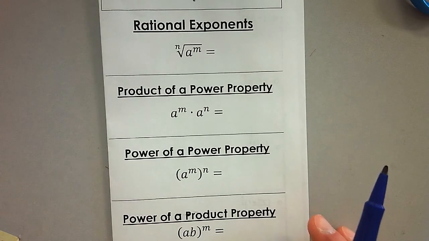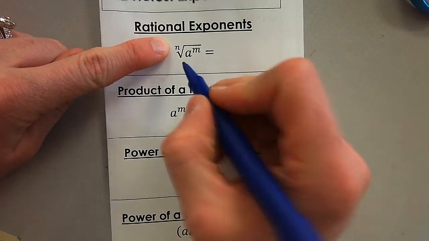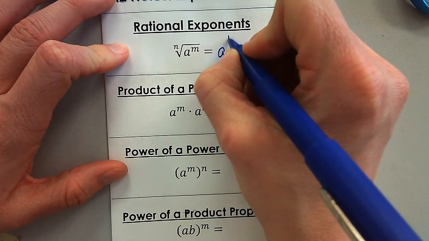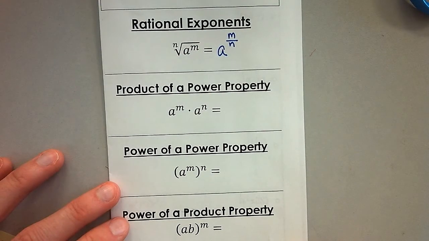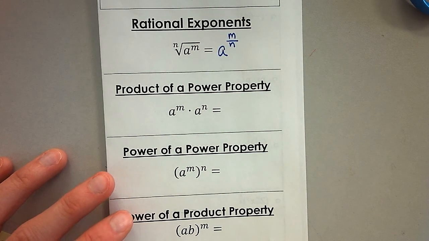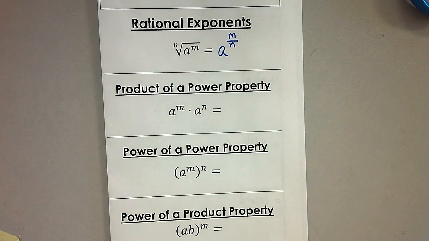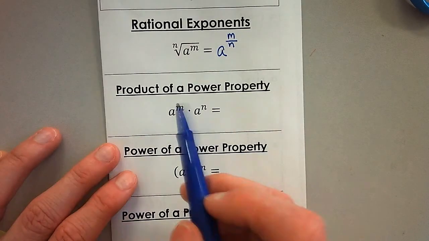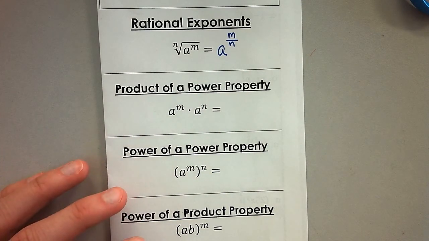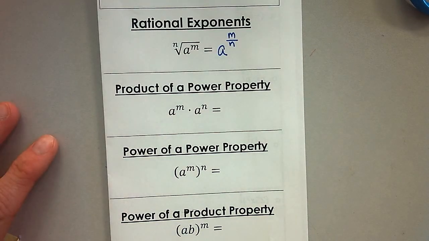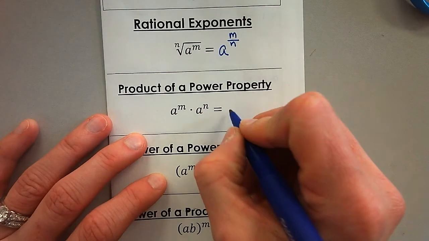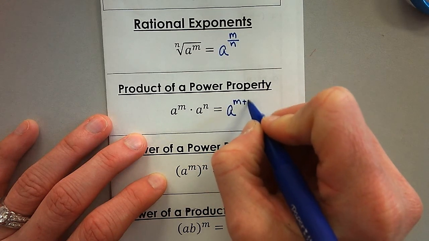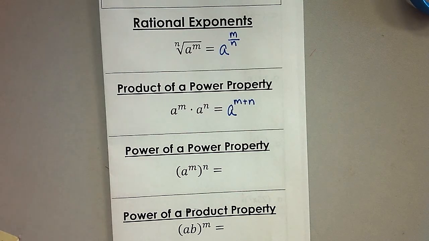Okay, rational exponents. We need to be able to go back and forth between the nth root of a to the m is equal to a raised to the m over n. Okay. Product of powers property. Does anybody remember what you do when you have the same bases? What do you do with your exponents? How do you combine them? We add them. Good. So same base, only add the exponents. You're not multiplying the a value, that's already happening with the operation. So it's not 2a raised to the m plus n. It's just a raised to the m plus n.